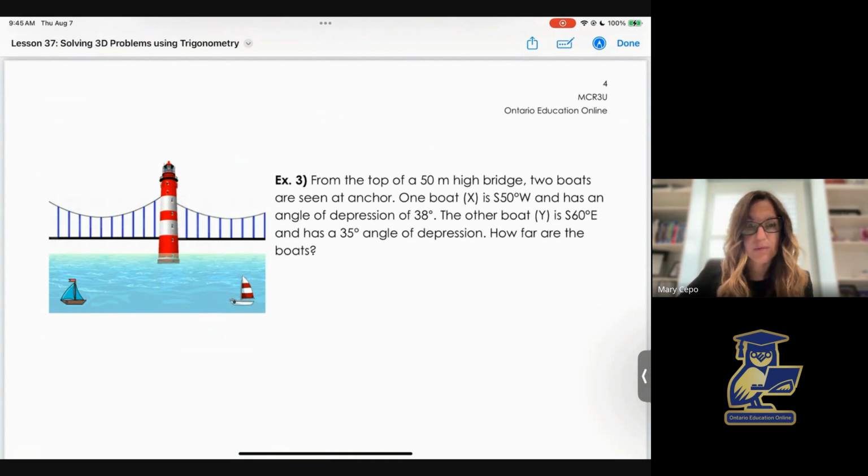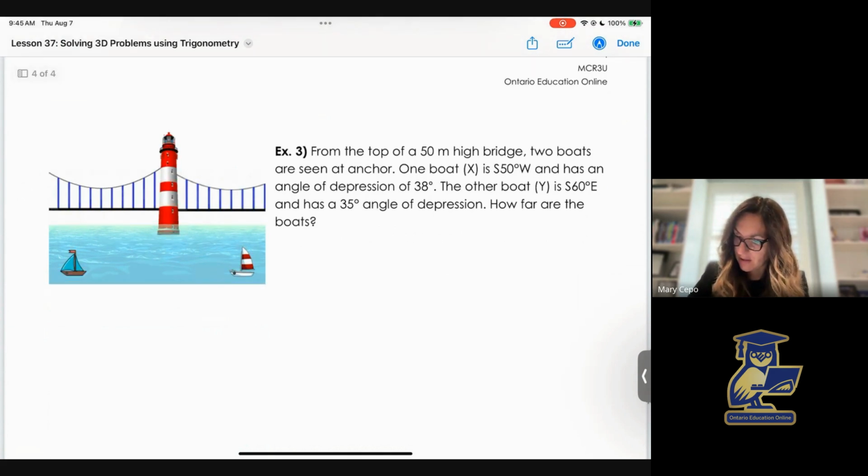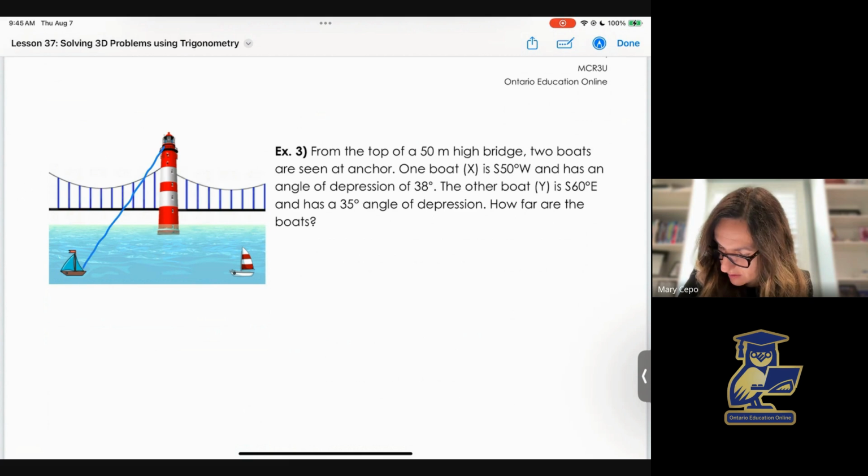Okay, so looking, we have example 3. From the top of a 50-meter high bridge, 2 boats are seen at anchor. One boat X is south 50 degrees west and has an angle of depression of 38 degrees. The other boat Y is south 60 degrees east and has a 35 degree angle of depression. How far apart are the boats? Okay, so when we are looking at this, when we have the angle of depression, it's always from a horizontal down. Okay, so in this case, I was looking down to the boat. It would be the horizontal down.